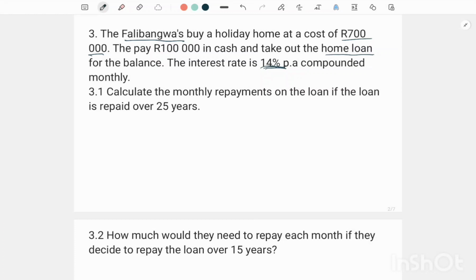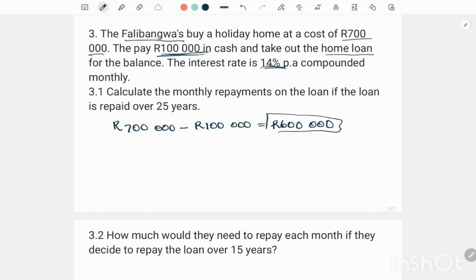But now be careful. They said they pay 100,000 in cash. So you're going to say 700,000 minus 100,000. We want to see what is the remaining amount for the loan. So they already paid 100,000, so it's going to be 600,000. This balance is for the loan.